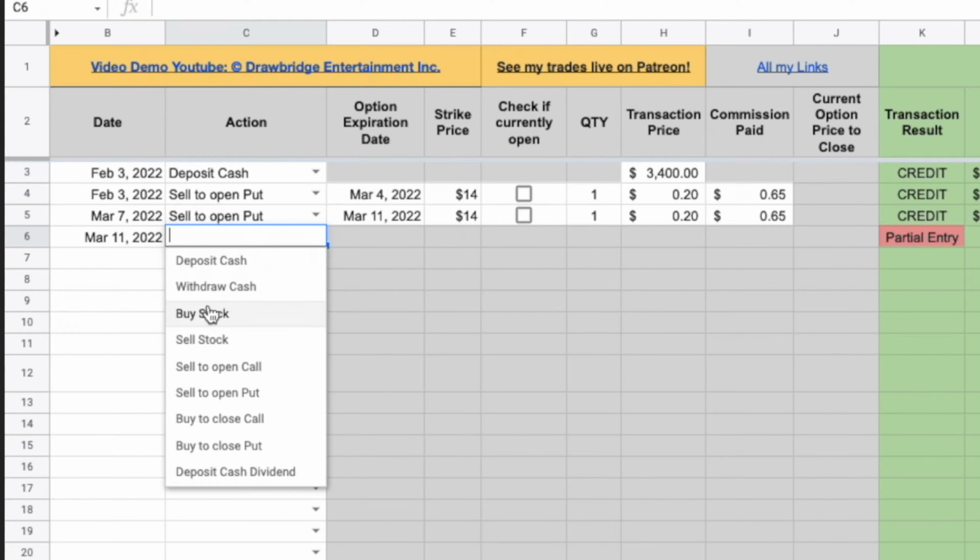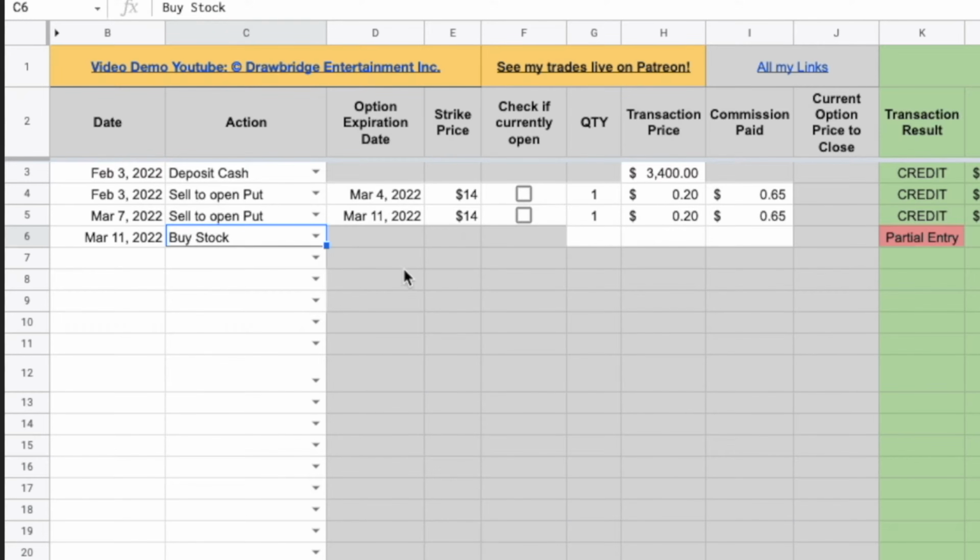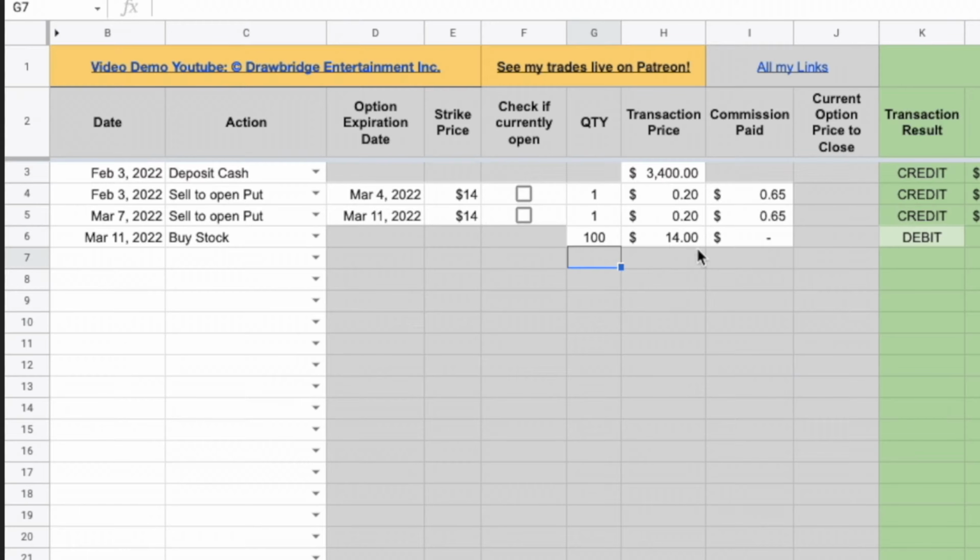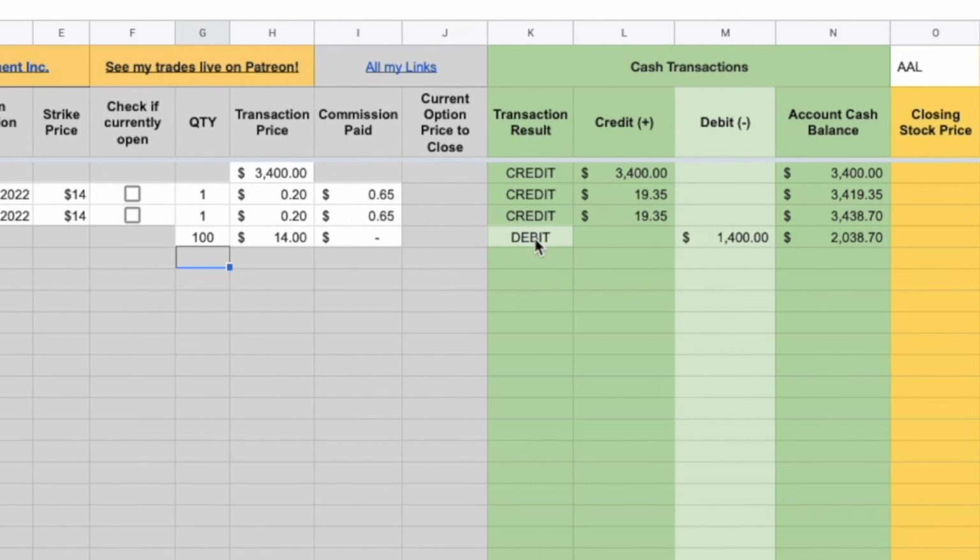And then I can just choose in here what the action was. I bought stock. How many did I buy? I was assigned 100, so I bought 100. I paid $14 each for them, and there was zero commission fee. And it immediately calculates that this was a debit, and it puts a debit into the debit column. It shows that my total cash balance is now only $2,038.70 because I started with $3,400, I got 2 credits, and then I paid a debit of $1,400.